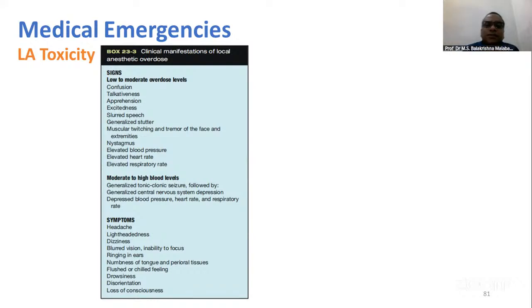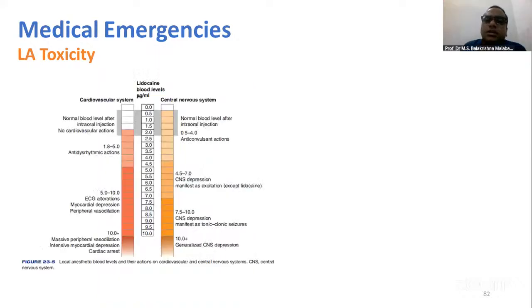Then it depends on the blood levels, how much concentration of the LA is in the blood. There is an effect on the CVS and there is an effect on the central nervous system also. The patient may get headache, lightheadedness, dizziness, blurred vision, ringing sounds in the ear, drowsiness, and disorientation. This is what I was talking about. So these values are very important.